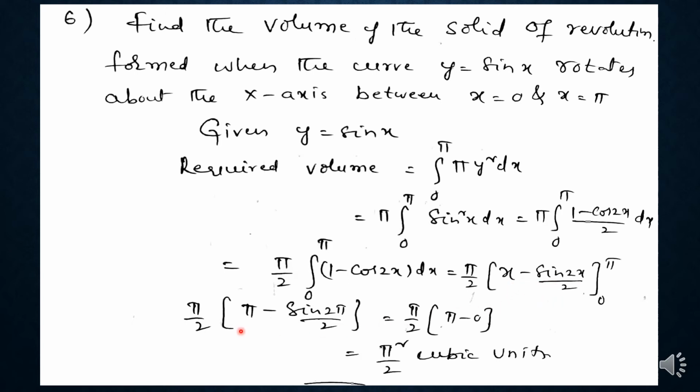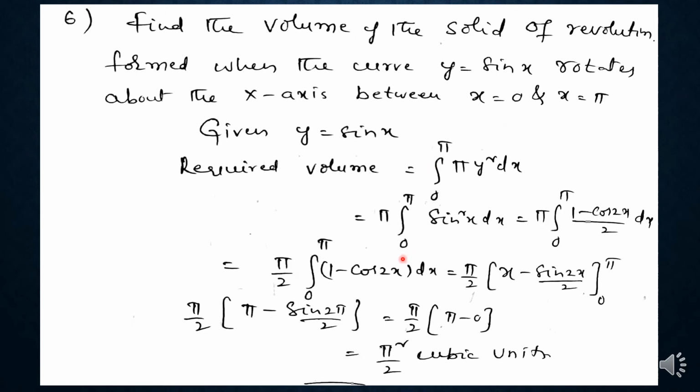By simplification, pi by 2 into (pi minus sin 2 pi), where the value of sin n pi is equal to 0. That means sin pi is equal to 0, sin 2 pi, sin 3 pi, sin 4 pi and so on. So the second term becomes 0. We will get pi by 2 into pi only, that is pi squared by 2 cubic units. So this is the required volume obtained by rotating the curve y is equal to sin x about the x-axis between x is equal to 0 and x is equal to pi.